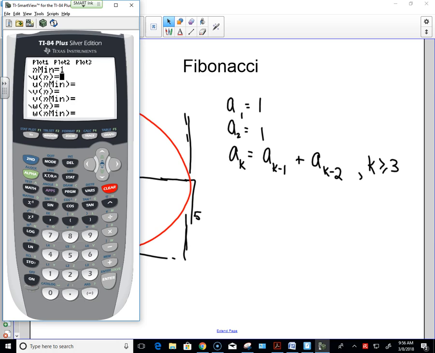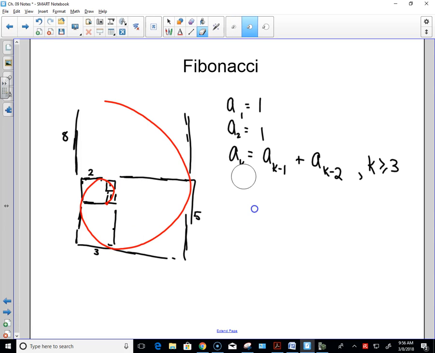N-min. N1. I don't know what N1 is. What is N1? If you guys want, you're like, wait, but we used K's. We can change this to be N's if you want. It doesn't matter, to make it look like the calculator. So we need A sub N equals A sub N minus 1 plus A sub N minus 2, where N is greater than or equal to 3.